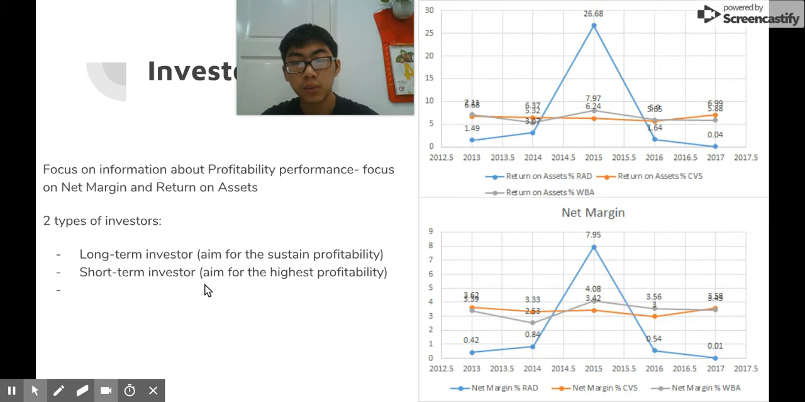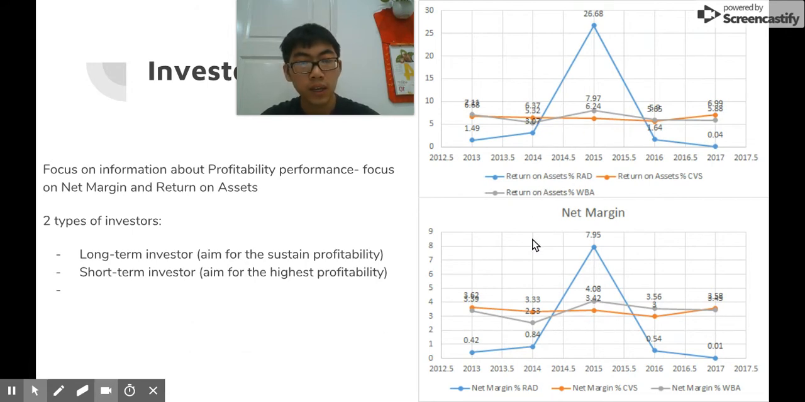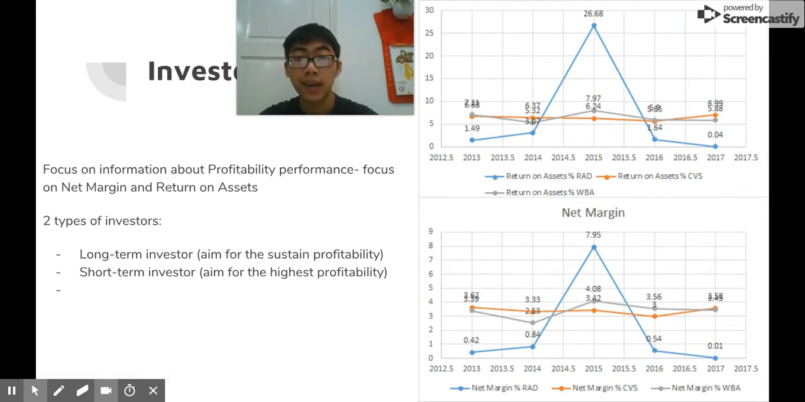The short-term lender wants to have the highest profitability, and may take risk and invest. The margin and return on assets here are very much the same. So you may look at one or the other to consider these three firms. And that's all from me.